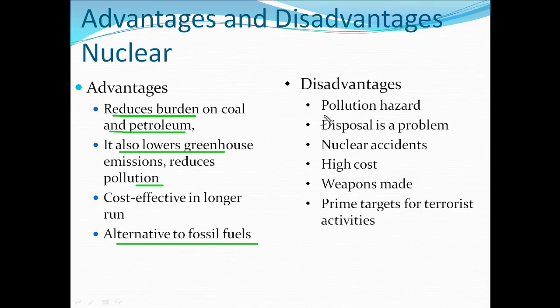There are many disadvantages. There is always a threat associated with nuclear fuel. It may cause a massive pollution hazard if it is not controlled properly. Disposal of nuclear waste is a big problem because it contains radioactive substances. There is always a threat of nuclear accidents if it is not controlled properly. The initial cost of setting up a nuclear power plant is too high. The negative aspect of nuclear fuel is the making of weapons. It is also a prime target for terrorist activities.